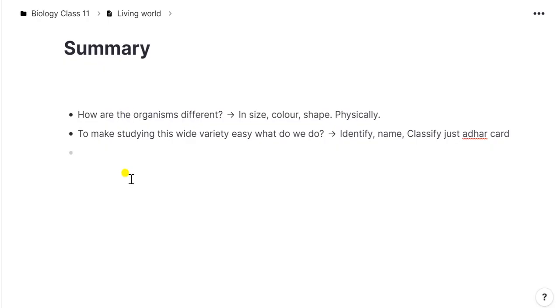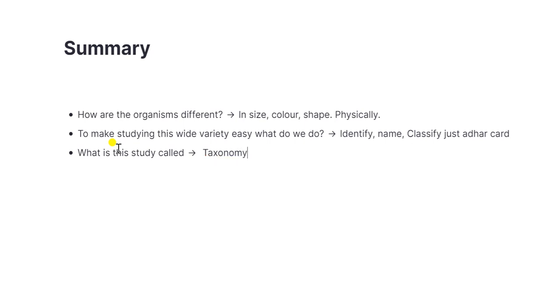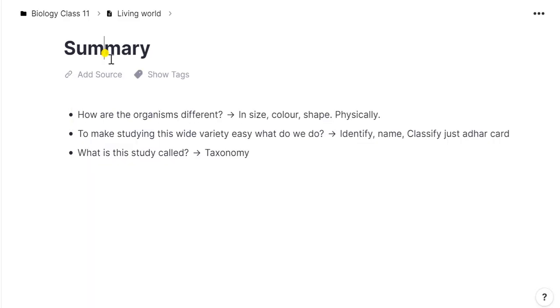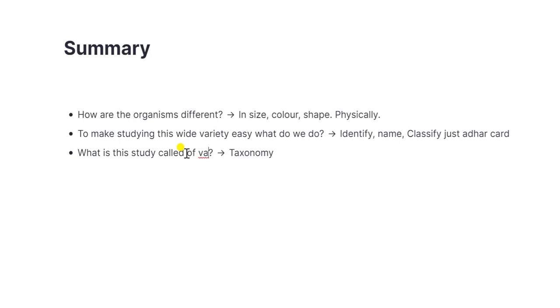So we'll make notes for these two. What is this study called? What is this study called? Of organisms, various organisms.